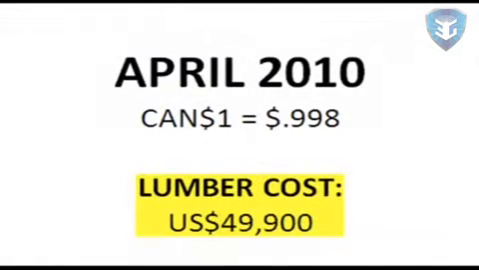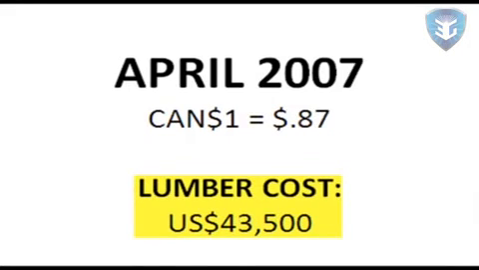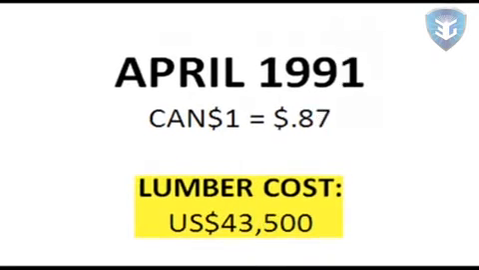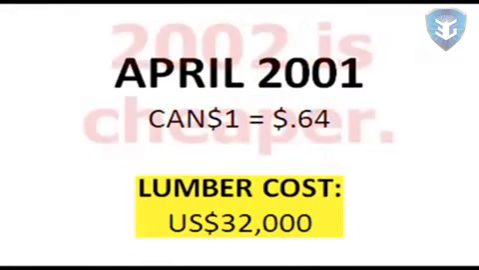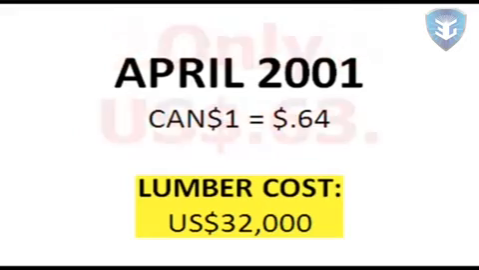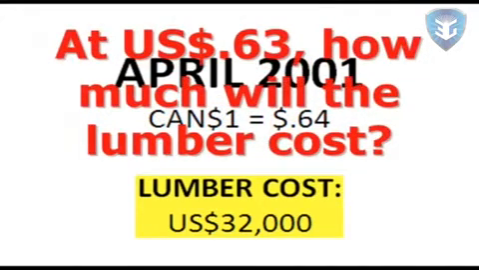Now let's take a little trip back in time and figure out how much that same 50,000 Canadian dollars worth of lumber would have cost in April of each year for the previous 20 years. When would you most like to have purchased that lumber? You can see by looking at the data that when the foreign currency is the cheapest, in this case 2001 at 64 cents per Canadian dollar, the foreign imports are the cheapest, 32,000 US dollars.